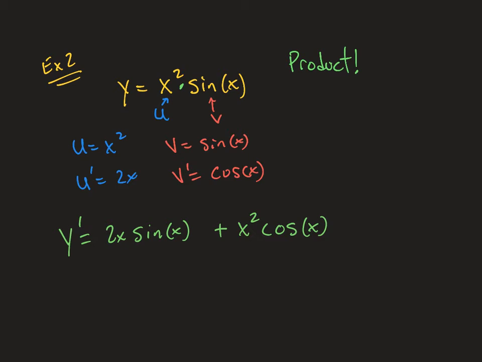Now there's no simplifying I can do or anything like that, so this bad boy is done. The derivative of x squared times sine of x is 2x times sine of x plus x squared times cosine of x. And remember, we recognized that we had a product and we had to apply the product rule on this one.